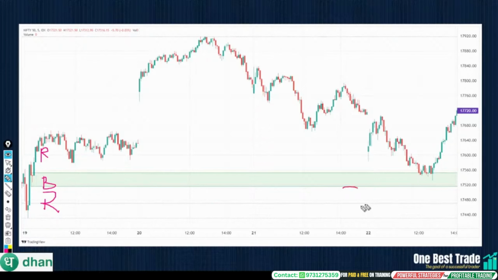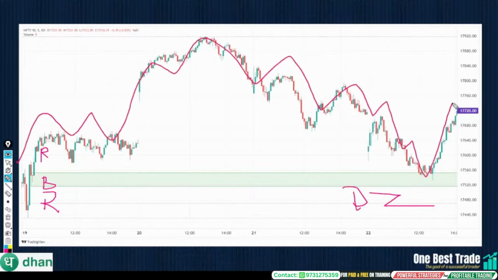Yes, it is a demand zone, and also the overall trend is still intact. There is one more reason to take this. The trend is a next confirmation. The overall higher time frame trend is intact, and it is also coinciding with a nearest good demand zone.